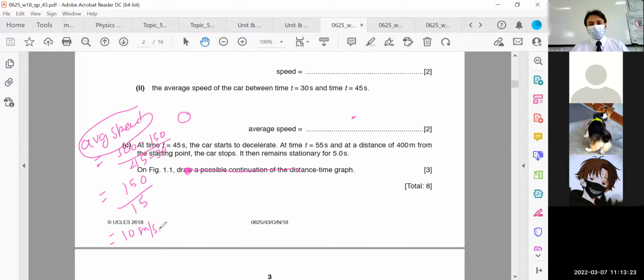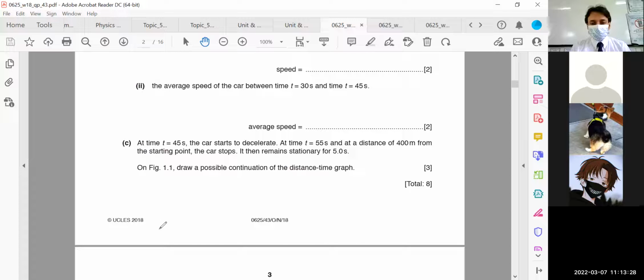After time t equal to 45 seconds, the car starts to decelerate. Decelerates means, children, someone has applied a brake and the speed of the car is now slowing down. At exactly t equal to 45 seconds the car starts to decelerate, and at t equal to 55 seconds and at a distance of 400 meters from the starting point, the car stops and remains stationary for 5 seconds.